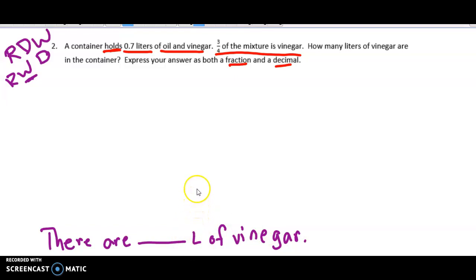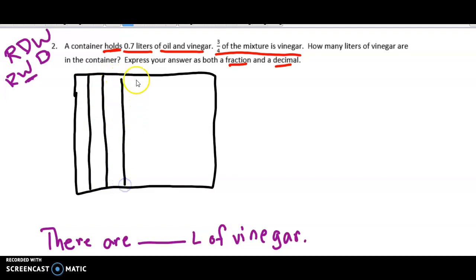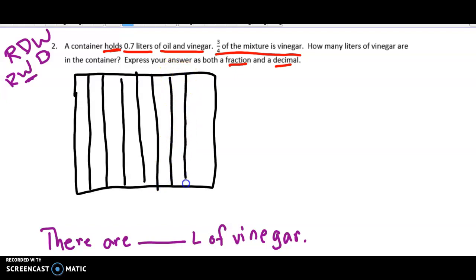So now let's solve this. I'm going to draw a picture. I tend to love drawing pictures. Here's my beautiful, hopefully neat and organized model. Right? And I want 7/10 because that's how much this container holds. So I'm going to split mine in tenths. 2, 3, 4, 5, 6, 7, 8, and we got to squeeze in the 9th there. Double check to make sure that you have 10 spots. 1, 2, 3, 4, 5, 6, 7, 8, 9, 10. Very good. And we have 7/10 of those.